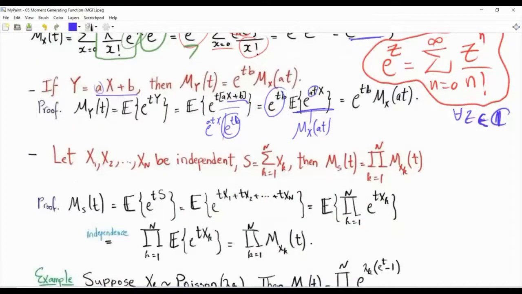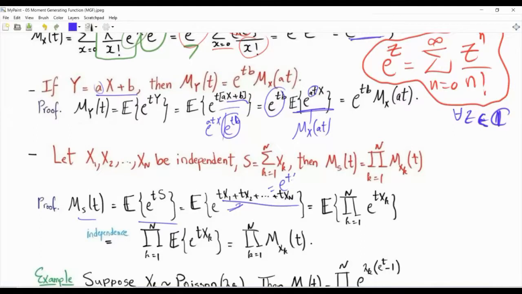And to see this, what is the moment generating function of the sum? It's the expectation, if the sum is S, of e to the tS. So basically it is e to the tX1 plus tX2 plus tX3. Now if the guys are independent, okay, so again e to the tX1 plus tX2 and so on can be written as a product.